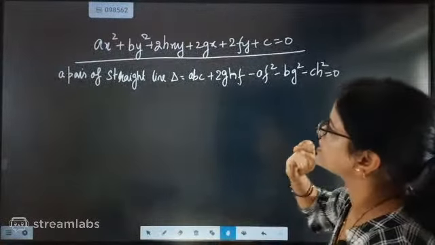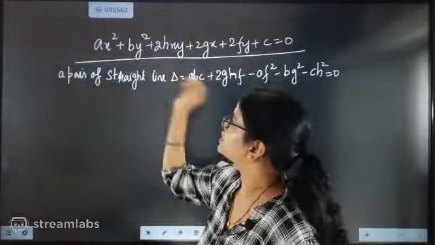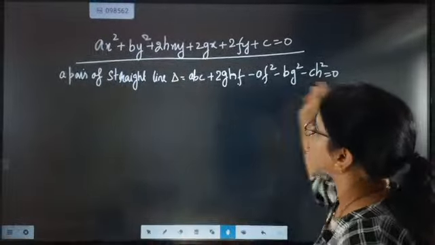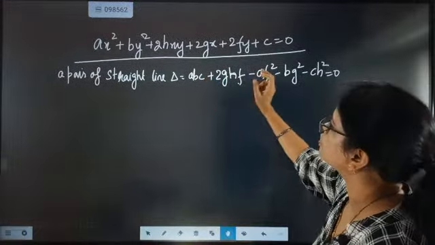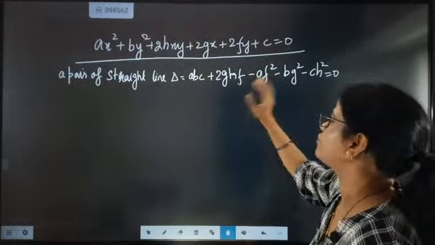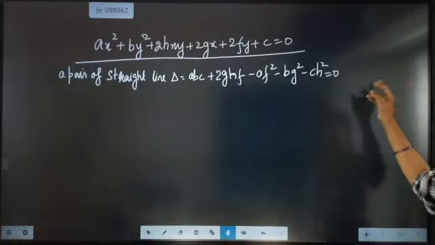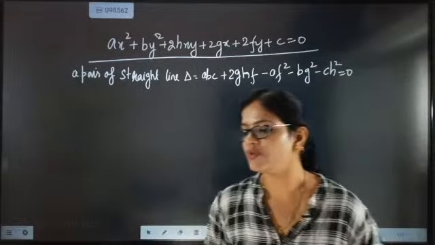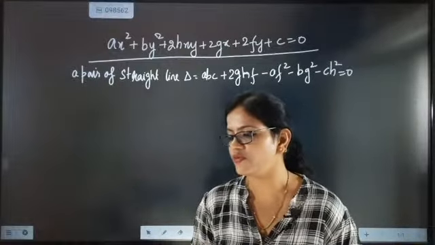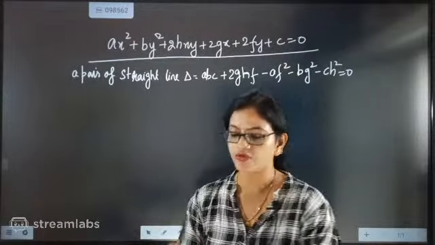If we take these coefficients of the conic section and assemble them like this, delta will be presented as delta equal to abc, 2fgh, minus af square minus bg square minus ch square. When this coefficient part comes equal to 0, then it will be representing a pair of straight lines.